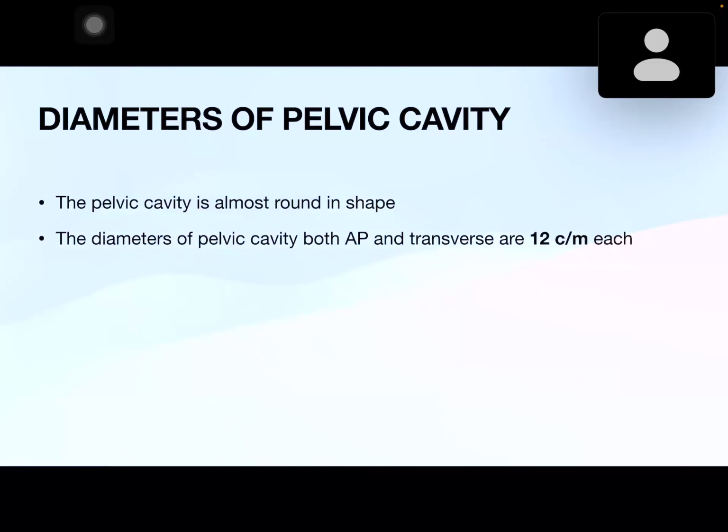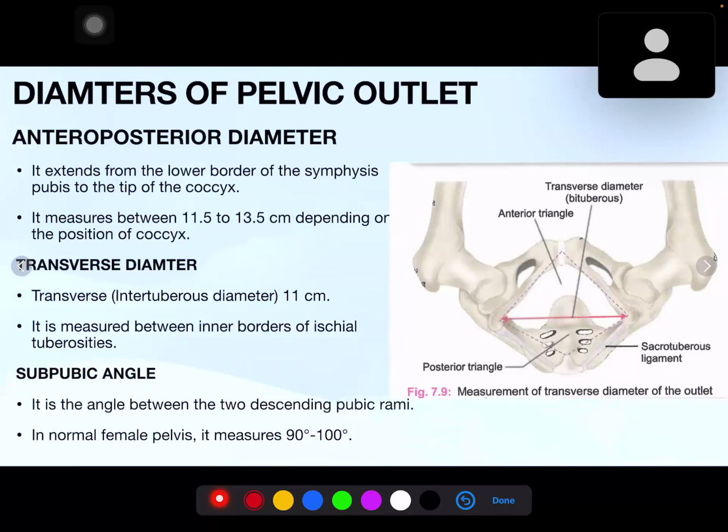So what would be the anteroposterior diameter of the outlet? The AP diameter starts from the front, from the lower border of the pubic symphysis, and goes to the tip of the coccyx. So this is the AP diameter. It measures from 11 to 13, depending on the position of the coccyx. Basically, you can say it is 13 centimeter.